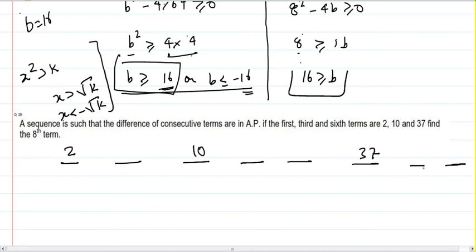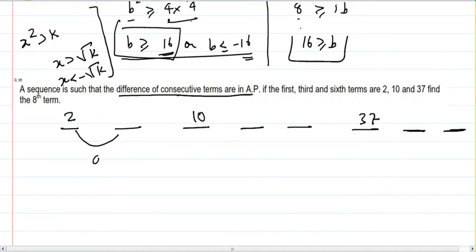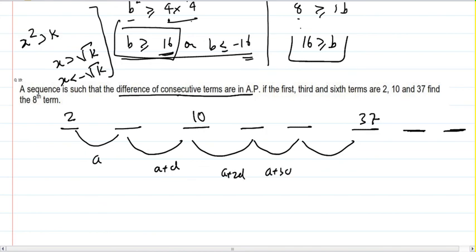What am I being asked for? To find the eighth term. What is the hint here? The differences are in AP. The terms are not in AP, differences are in AP. So if I say the difference here is A, the difference here has to be A plus D. The differences here, here and here have to be A plus 2D, A plus 3D, A plus 4D, A plus 5D and A plus 6D. Let me confirm. A plus D, A plus 2D, A plus 3D, 4D, 5D and 6D.